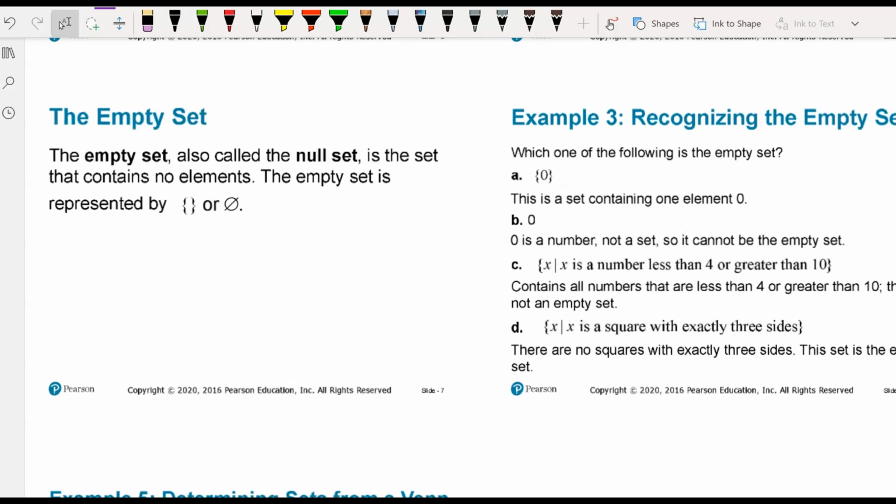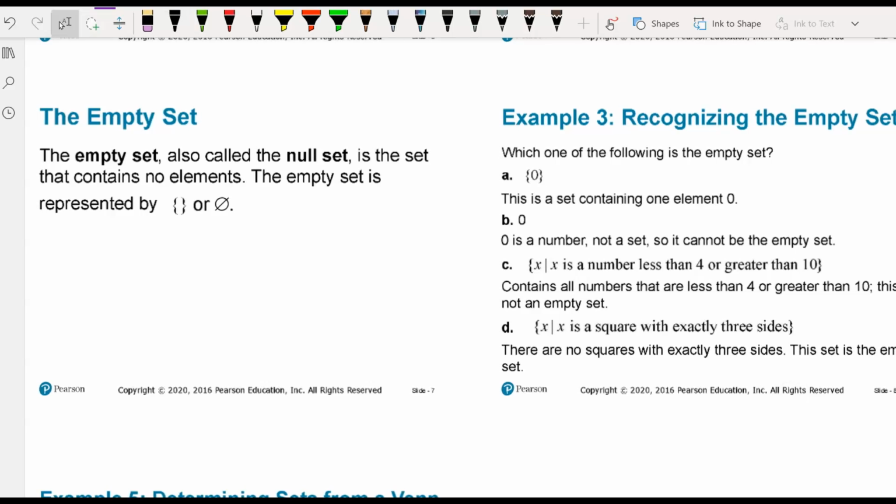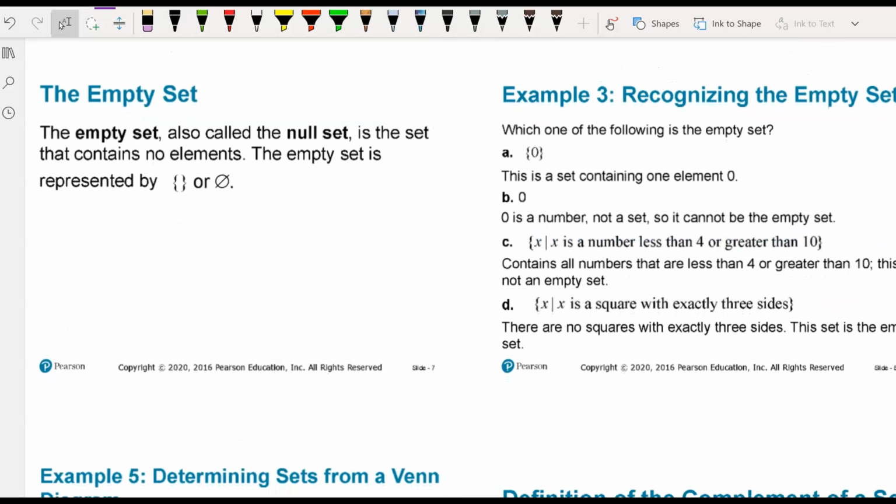All right, an empty set is also called a null set, and that means it contains no elements. It will be represented either by the empty braces, like that, or a circle with a line through it. So we want to find which is the empty set. We have A, {0}; B, 0; C, {x such that x is a number less than 4 and greater than 10}; and D, {x such that x is a square with exactly 3 sides}. So we're basically finding the one that's not true or that is completely empty.